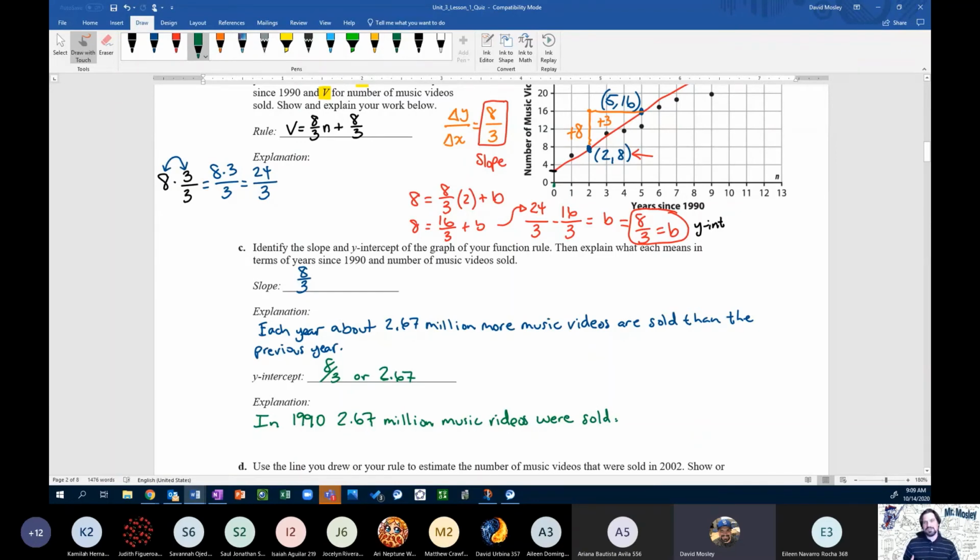These numbers have something to do with the actual context we provided to start the problem. This is what they mean. That y-intercept means that at 1990, 2.67 million music videos were sold. And then each year after 1990, another 2.67 million more music videos were sold than the previous year. All right.